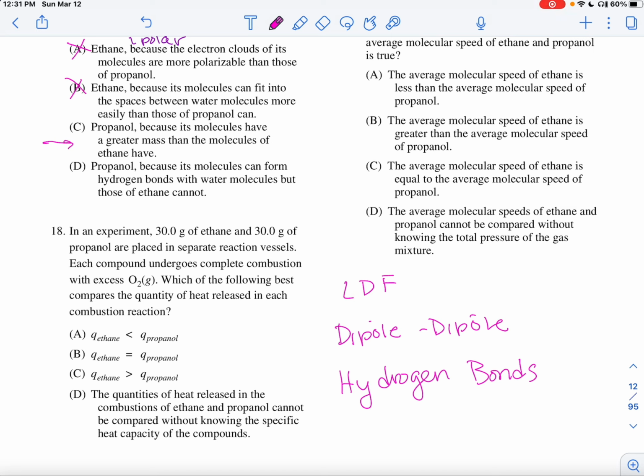Hydrogen bonding is, first of all, not a bond. It's an attraction. It's an IMF or an IPF. Hydrogen bonding is essentially a very strong dipole-dipole. It happens between hydrogen of one molecule and an oxygen, nitrogen, or fluorine of another molecule. It's those three, nitrogen, oxygen, or fluorine, because they are very electronegative.